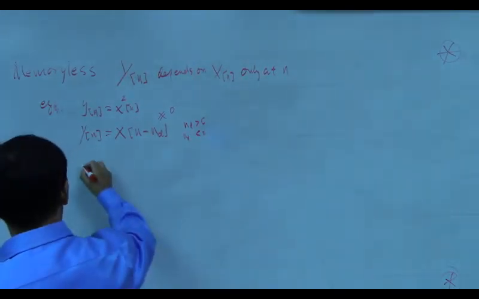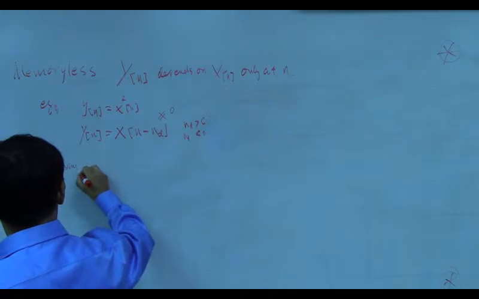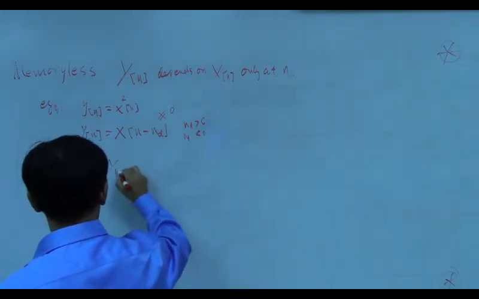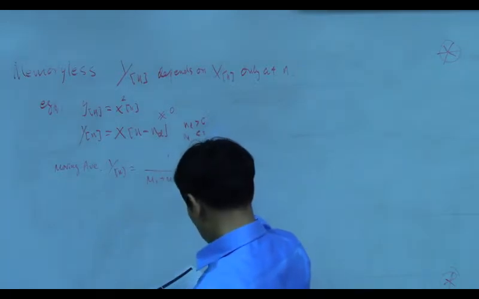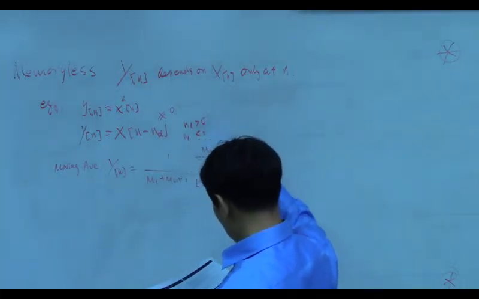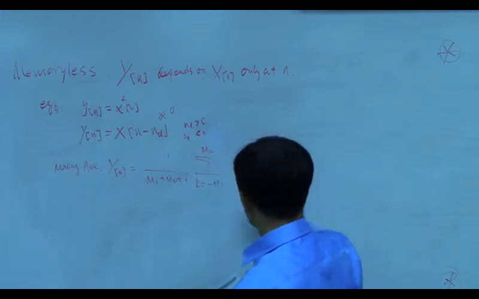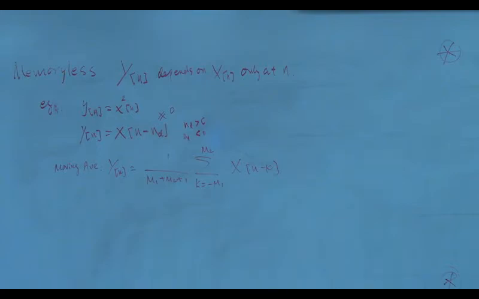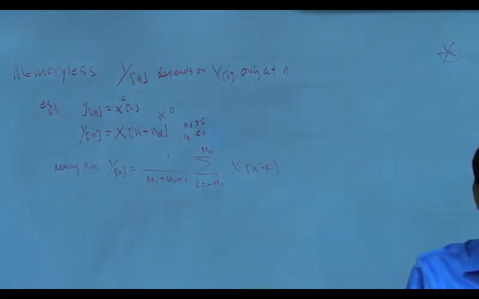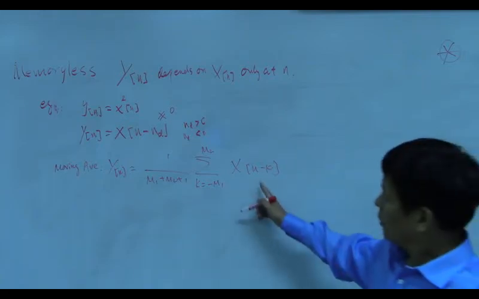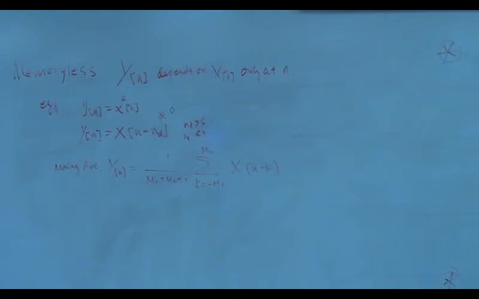Next one is moving average. y[n] equals 1 over M1 plus M2 plus 1, sigma k equals negative M1 to positive M2 of x[n minus k]. Does this system have memory or not? Usually here, M1 and M2 are both not equal to 0. So we do need memory, right? We need some future value and past value. So this one is not memoryless.